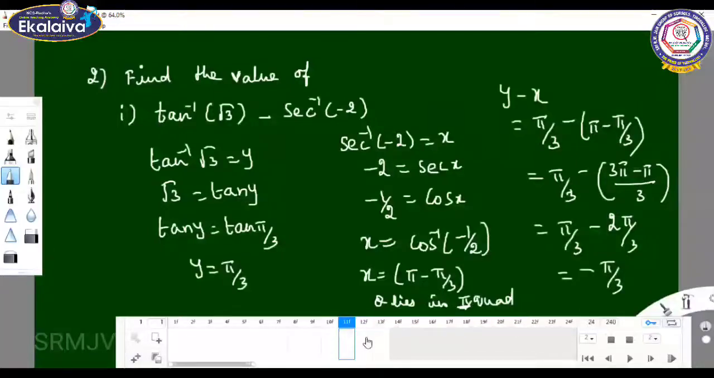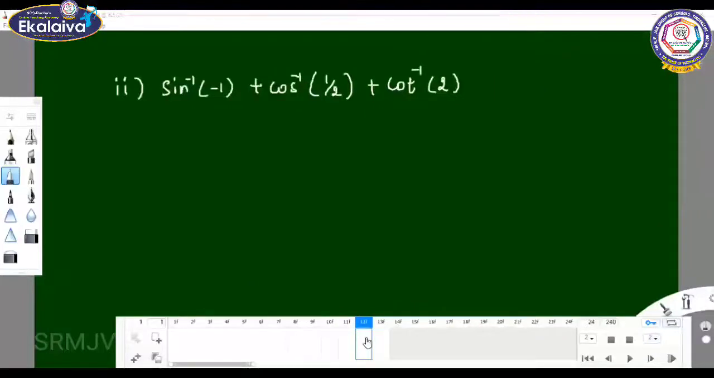See the next one, second subdivision. What is the second subdivision? Sine inverse of minus 1 plus cos inverse of 1 by 2 plus cot inverse of 2. If you know the value, you can do it straight away. See here, what is sine inverse of minus 1? Minus sine inverse of 1 plus cos inverse of 1 by 2.